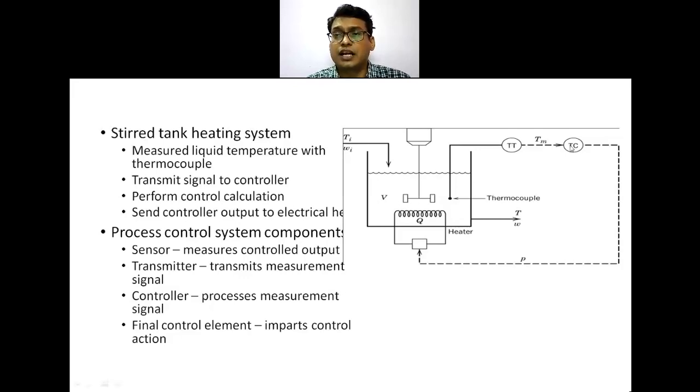TC here is the controller: temperature controller, level controller, pressure controller. The temperature transmitter will send the signal to the temperature controller. The pressure transmitter will send the signal to the pressure controller. Then it sends the final signal to the final control element, that is your control valve.